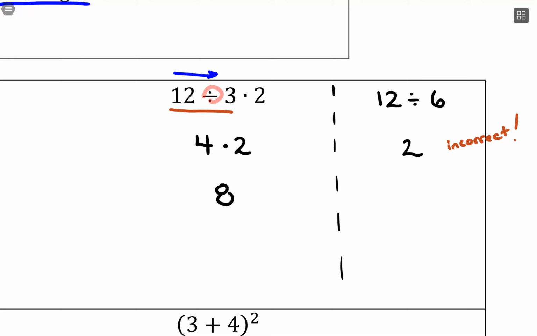So we think of multiplication and division as the same, and then just start going left to right with it. Where this would have been correct is if it had looked like 12 divided by, and then in parentheses, 3 times 2. Then this would be correct work because we would do the parentheses first. So 3 times 2 is 6, and then we would do the division. But without the parentheses, the 8 would be our correct answer.